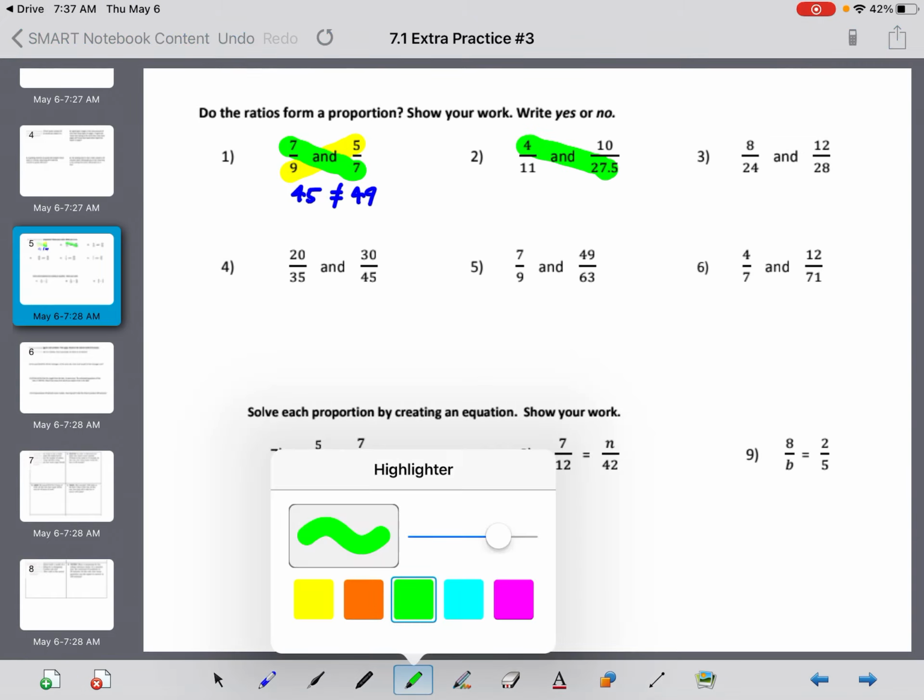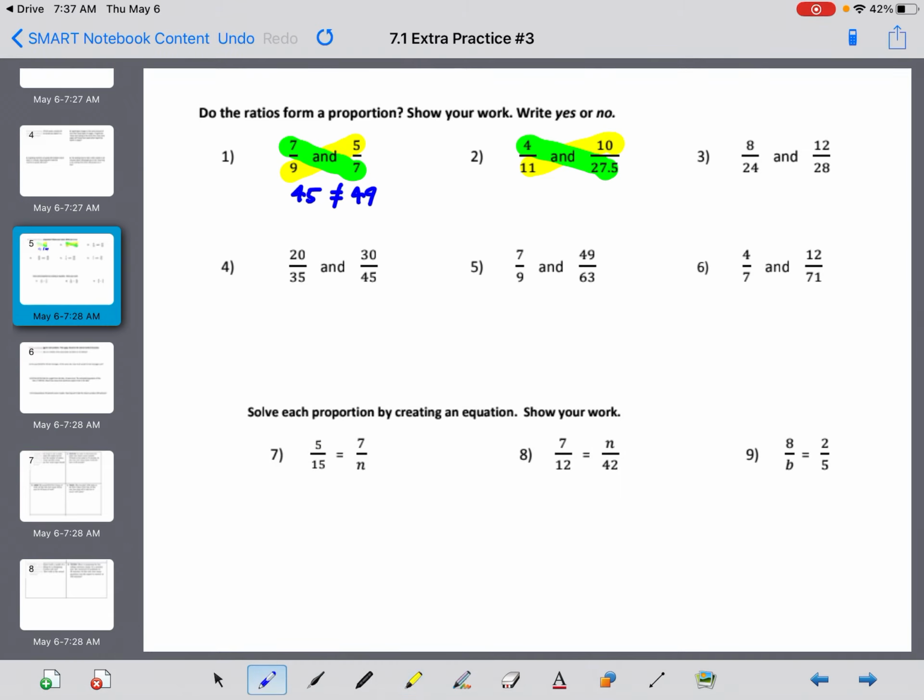All right, 4 times 27.5 is equal to 10 times 11. Well, let's see. 4 times 27.5 is 110. 11 times 10 is also 110. That is a proportion. It checks. Okay, again, down here, all we're doing is solving the proportion. 5 times n is 5n. 7 times 15 is 105. Divide both sides by 5, and n equals 105 divided by 5 is 21.